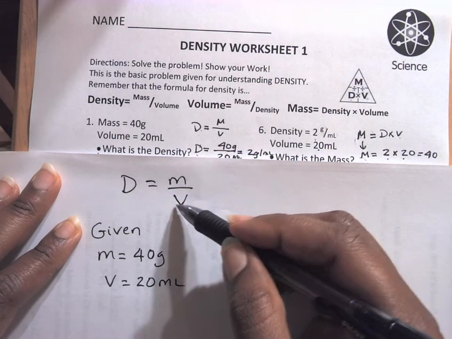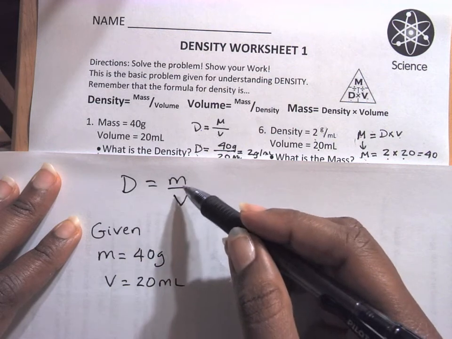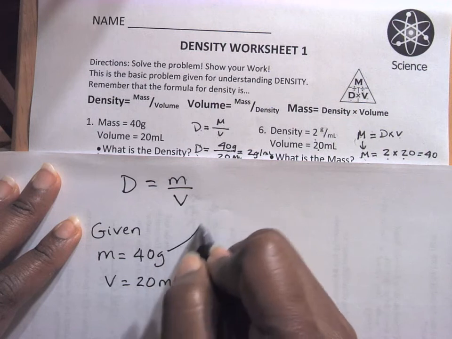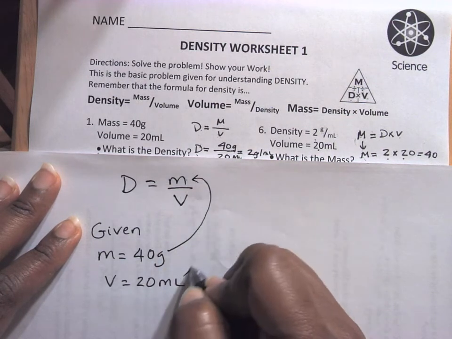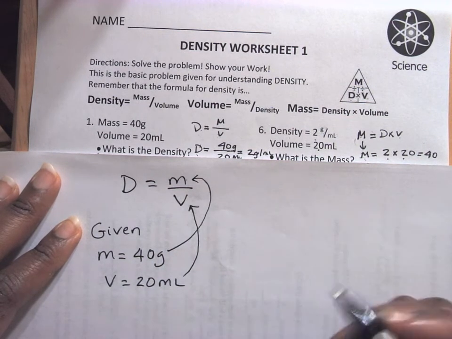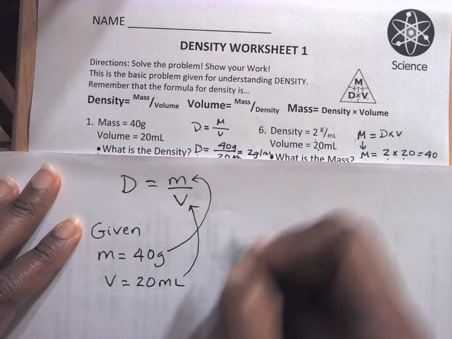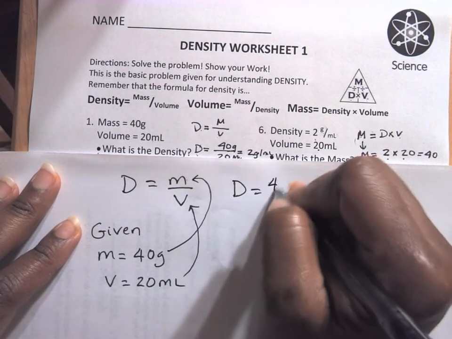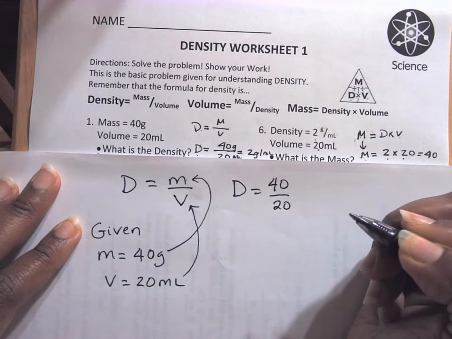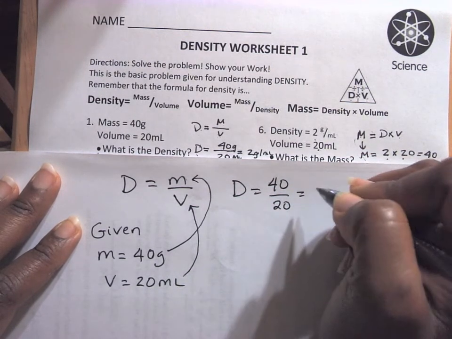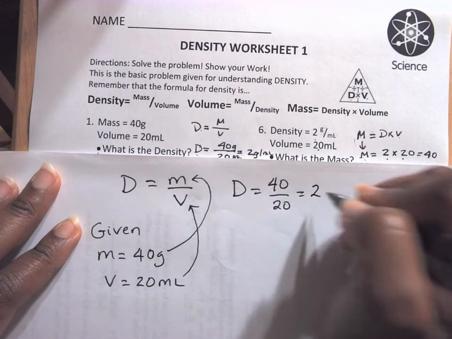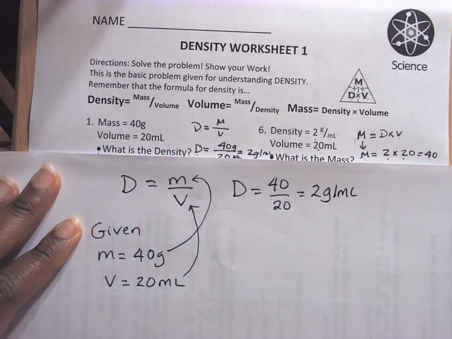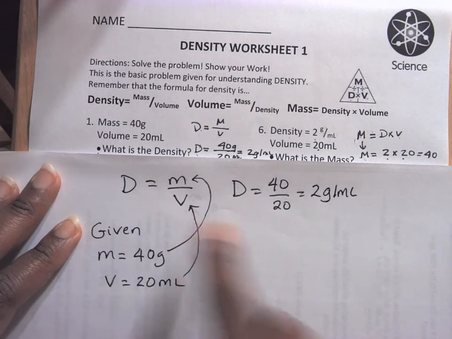Now, some people rearrange the equation if they need to, but I like to plug it in first. So wherever I see mass, I'm going to plug that in there, and the volume in there. Okay. So that gives me a new equation of density is equal to 40 over 20. And that one's pretty simple. Again, that gives me 40 divided by 20, which is 2. And again, the units would be grams per milliliter.